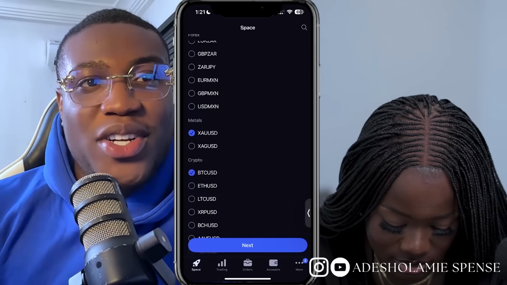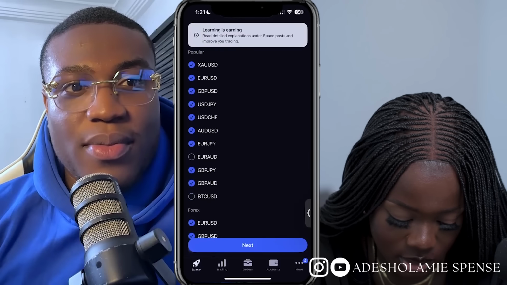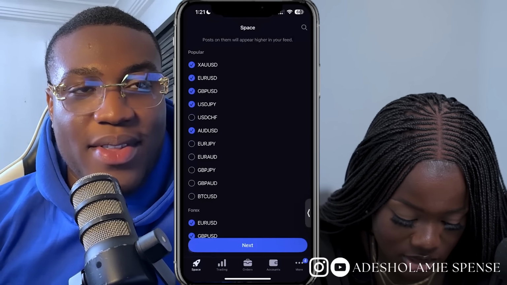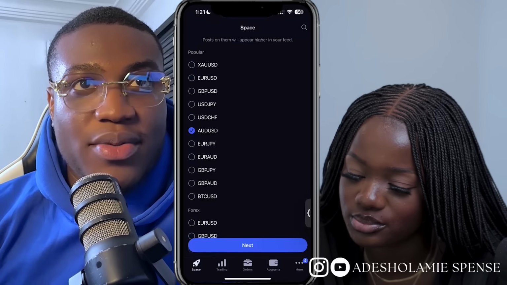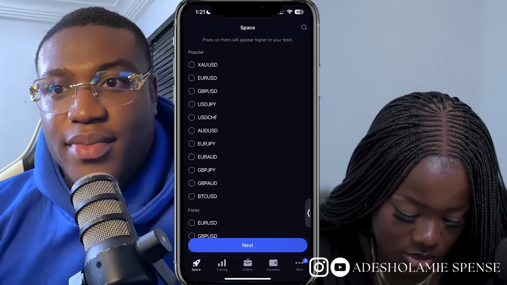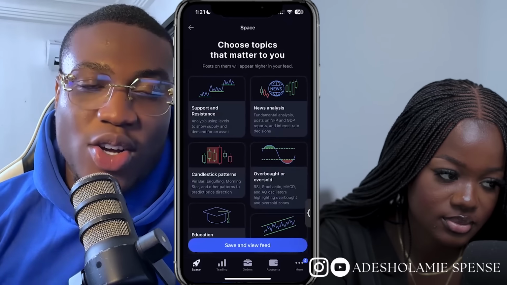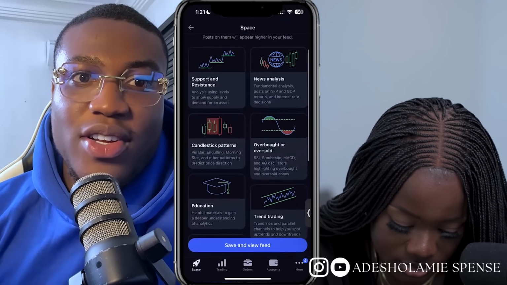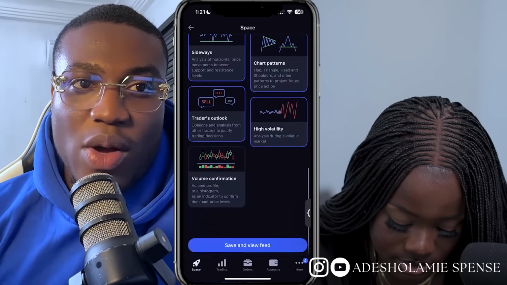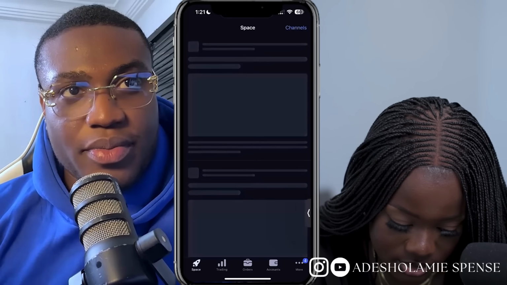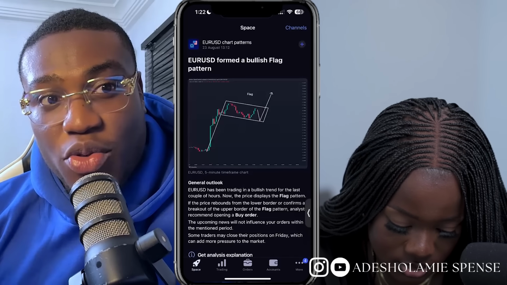Yeah, but as a beginner trader, it's good to focus on one first, and then you can start to add more. Okay, so I'm going to follow whatever my mentor says. Let me focus on the popular one. Which one is the most popular one? Euro USD. Okay. Next. Choose what topic. You can select all because it's good that you get information on everything. Then as you go on, you know the one that works for you and the one that doesn't. So now you can see that you're going to be getting information on Euro USD.